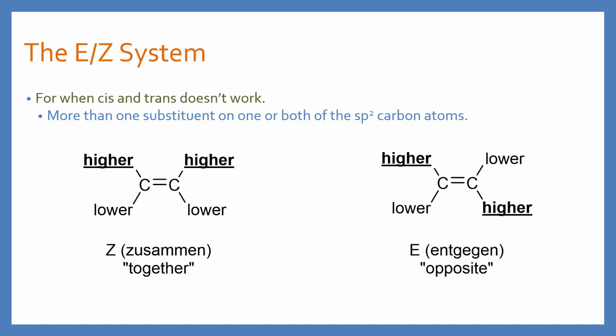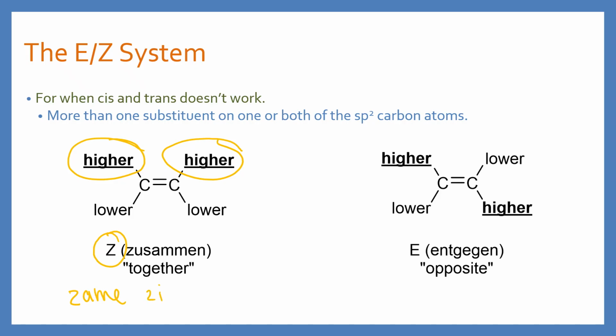But once you've gone through the priority process, if your two higher priority items end up being cis to each other on the same side, we call it Z. Z stands for the German word zusammen, which means together. My organic professor would make kind of a lame joke, but it stuck in my head. I guess it's been like 17 years. So 17 years later, this is still how I remember this.